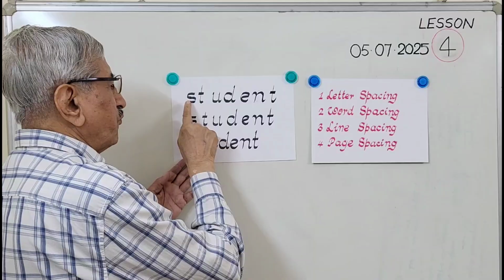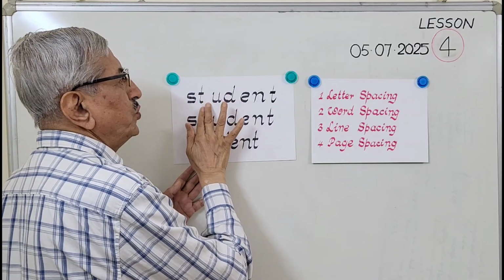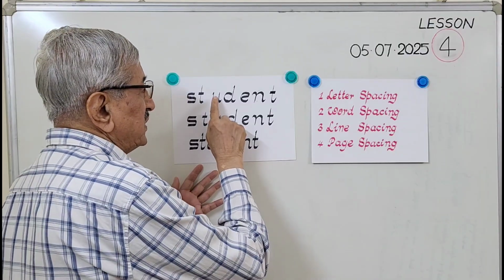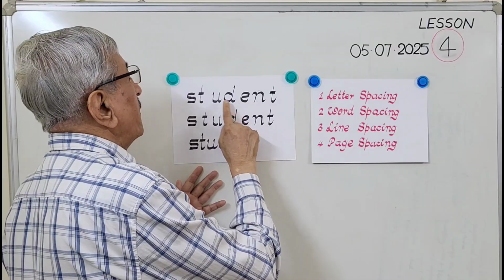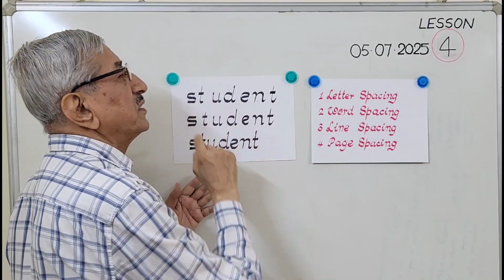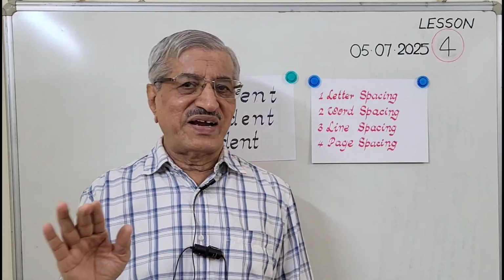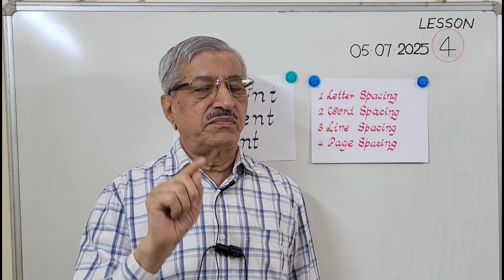Here, first 2 letters they are very close by. The second and the third there is a huge gap. So it is not uniform, non-uniform. The third and the fourth they are very close. Again, fourth and fifth there is a gap, but the gap is not so much as here. So the gap varies. This is not good handwriting. So the gap should be uniform.